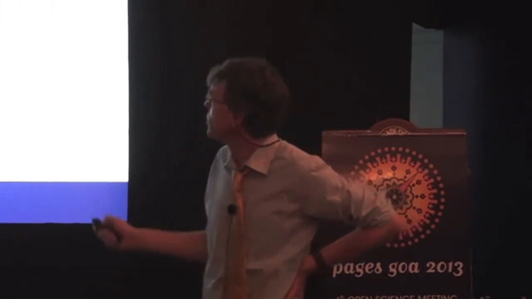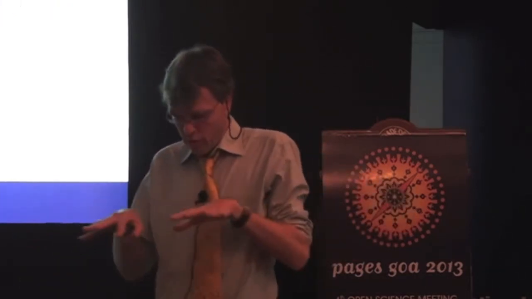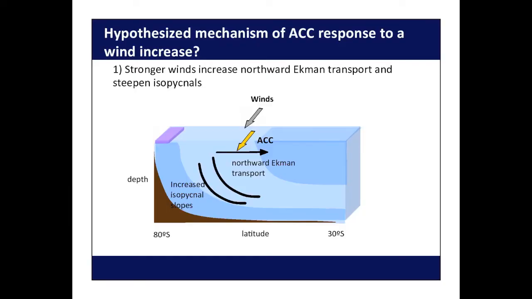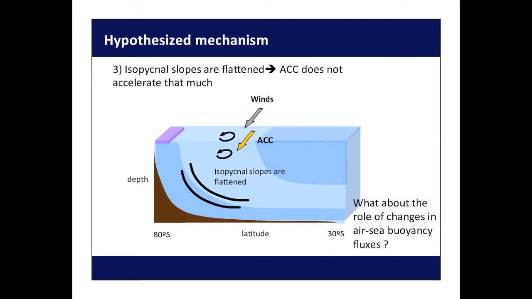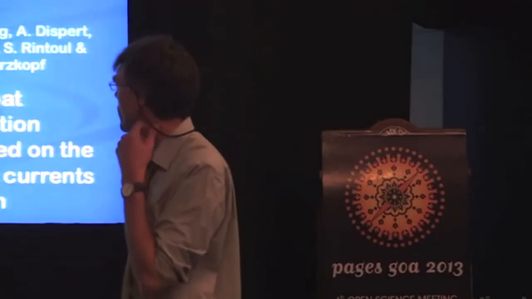And what does the wind do? Well, firstly, you get an Ekman response, and what that means is your density surfaces, which are already tilted, if the wind goes stronger, the tilt is going to go up, more tilting. But when you have more tilting, you have available potential energy for the eddies to grab, and they're going to flatten it again. So the eddies are going to spin up, and you're going to flatten the isothermals again. So the question is, how does that play out? And is there evidence for that?